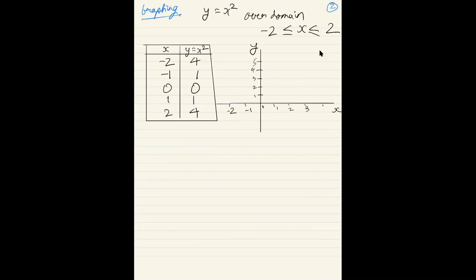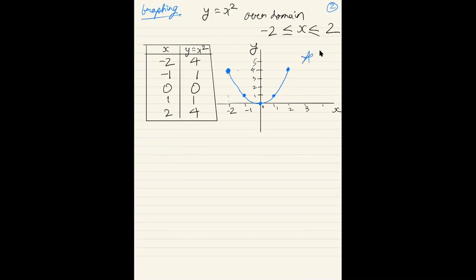We know that at x is equal to -2, it takes the value 4, so it's around here. At x is equal to -1, it takes the value 1, so around here. At x is equal to 0, it takes the value 0. At x is equal to 1, it takes the value 1. At x is equal to 2, it takes the value 4. Here we have 5 points, and all we need to do is draw an approximate curve that goes through them. And bingo, we have the function y is equal to x squared.